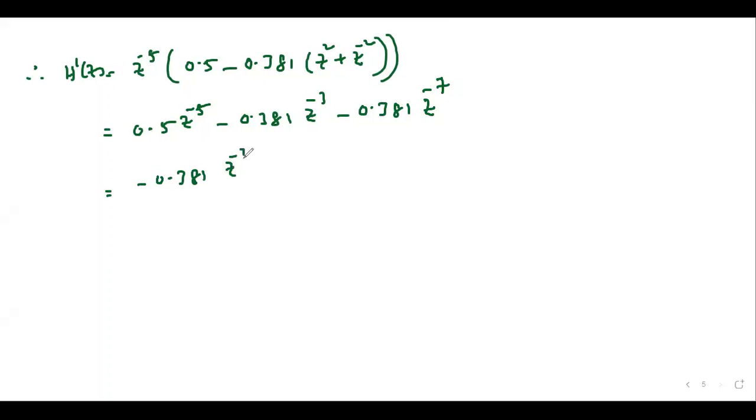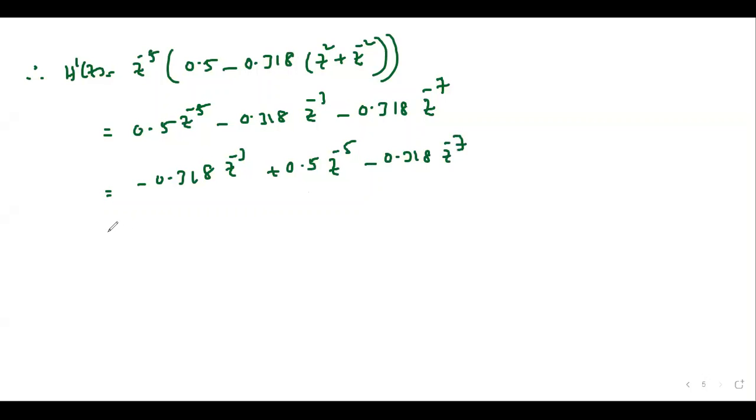We will get minus 0.318 z power minus 3. Sir, it is 318, sorry, 318. So the result is 0.5 z power minus 5 minus 0.318 z power minus 7.